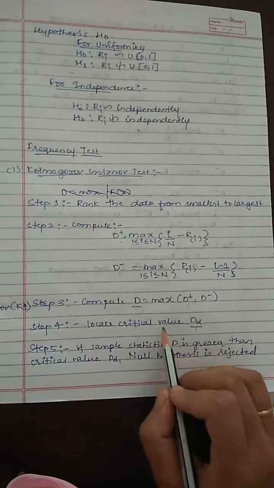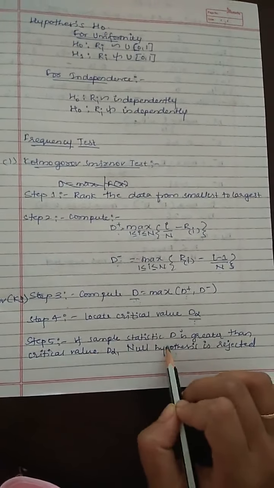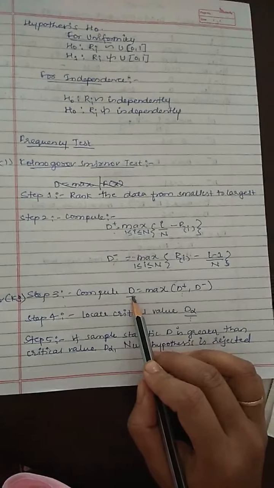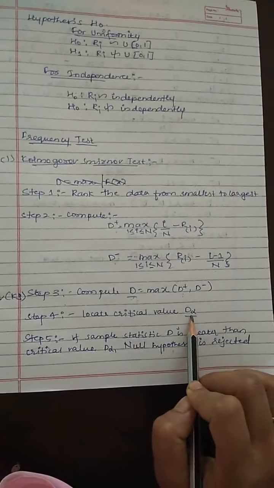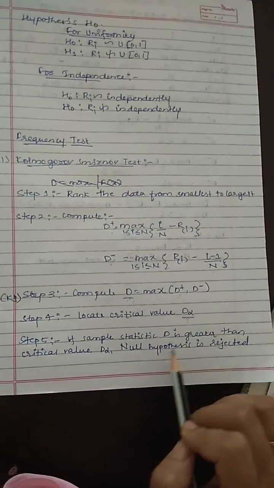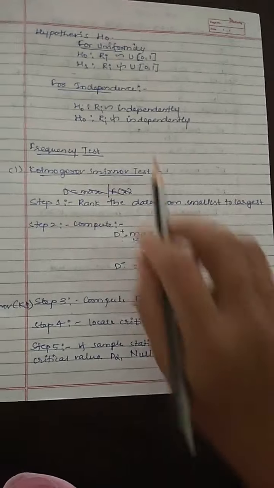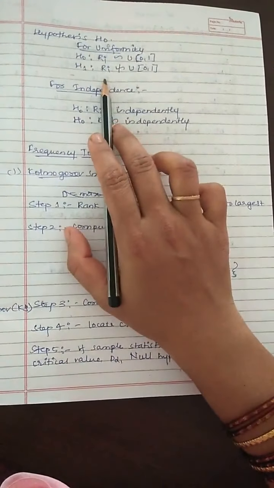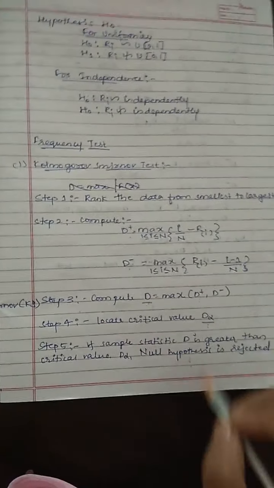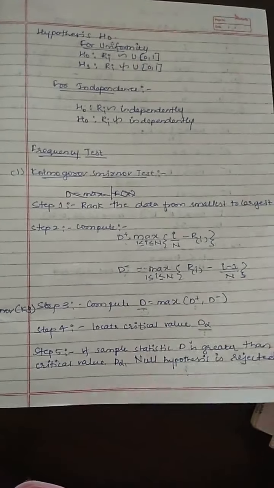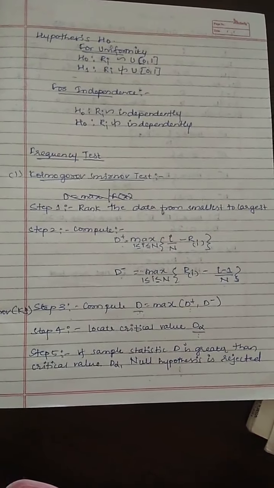If this becomes false, that is, if the sample statistic D is greater than this critical value D alpha, then we are rejecting the null hypothesis. Rejecting means what? We are saying that the numbers are not uniformly distributed. So these are the steps we have to follow to solve this problem. Let us solve an example to understand it clearly.